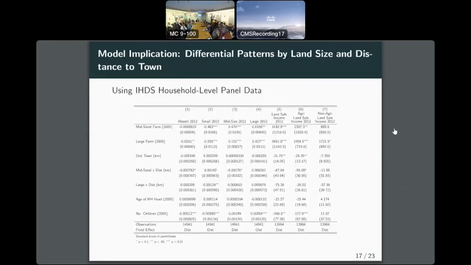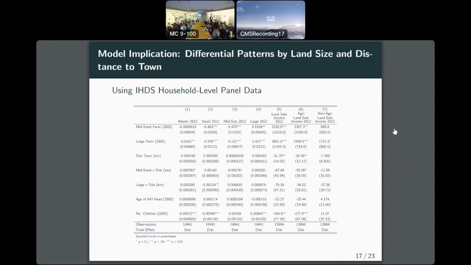So here I just want to show you what we try to do. Because the model implies that the mid-sized farmers are more likely to leave agriculture and move to urban opportunity, I just want to show a couple of things. One is the first column, which uses the household panel data to see whether the panel data can track the household by their size differentially or not. Basically, we want to see evidence of differential attrition by their land size.